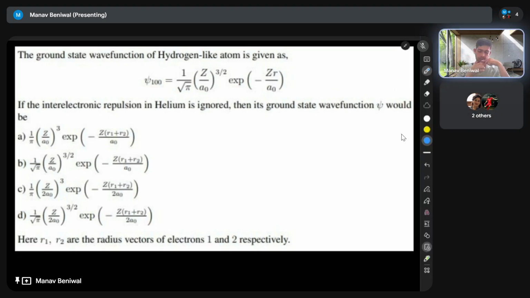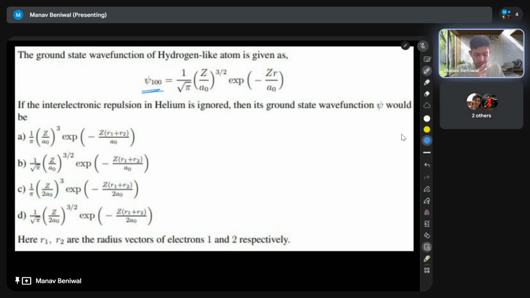Okay, so we are given that this is a ground state wave function of a hydrogen-like atom. We are given this wave function psi 100. It has this radial form, and 100 means ground state.